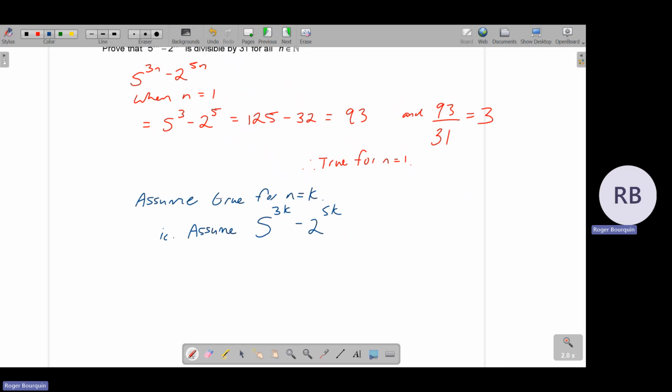Right, so we assume that this is divisible by 31. So we assume that this divided by 31 equals P, where P is a natural number. So now, guys, we have to isolate.